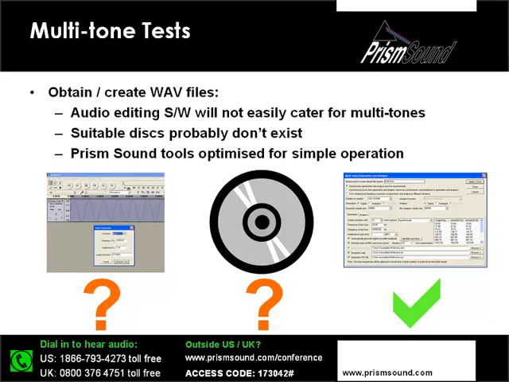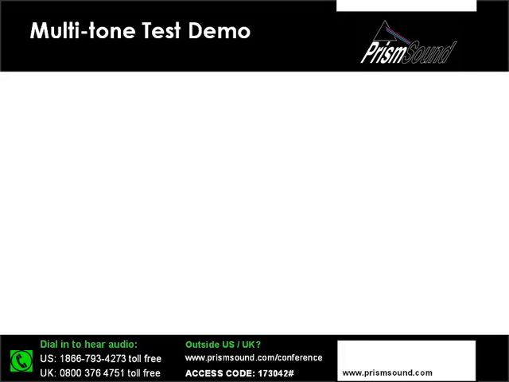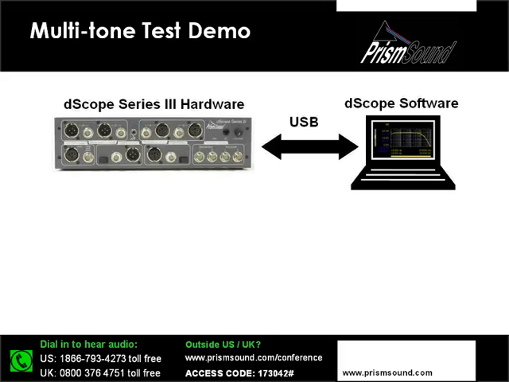What I would recommend, if you're using something like the D-Scope 3 system to perform your multitone measurements, you should use this system for your multitone creation and export the WAV file. It's by far the simplest and probably the most flexible and appropriate way of creating a multitone file for testing your playback device. So let's do a quick demo then to put this theory into practice.